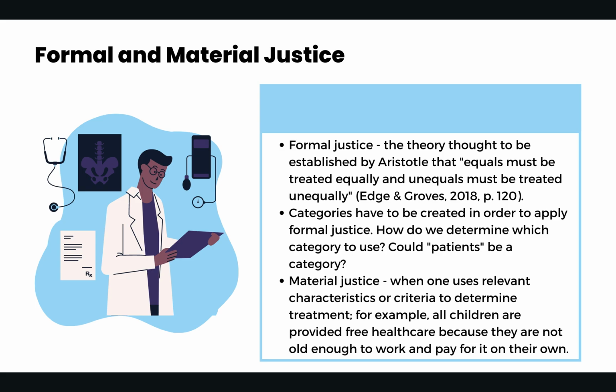So that takes us to material justice, when we use a relevant characteristic or criteria to determine treatment. For example, we might decide that all children are provided free health care in the U.S. because they are not old enough to work and pay for it on their own. That would be an example of a category that we would use in formal justice: children.